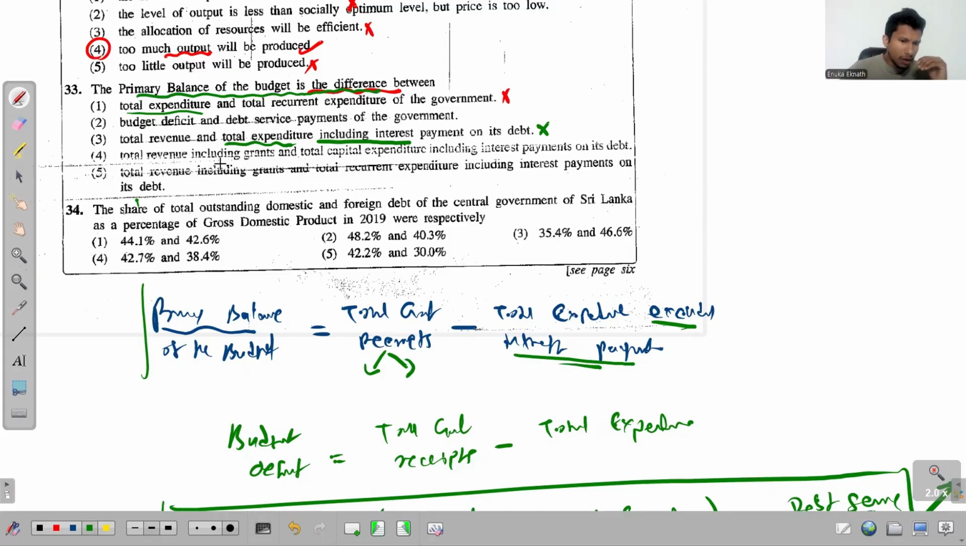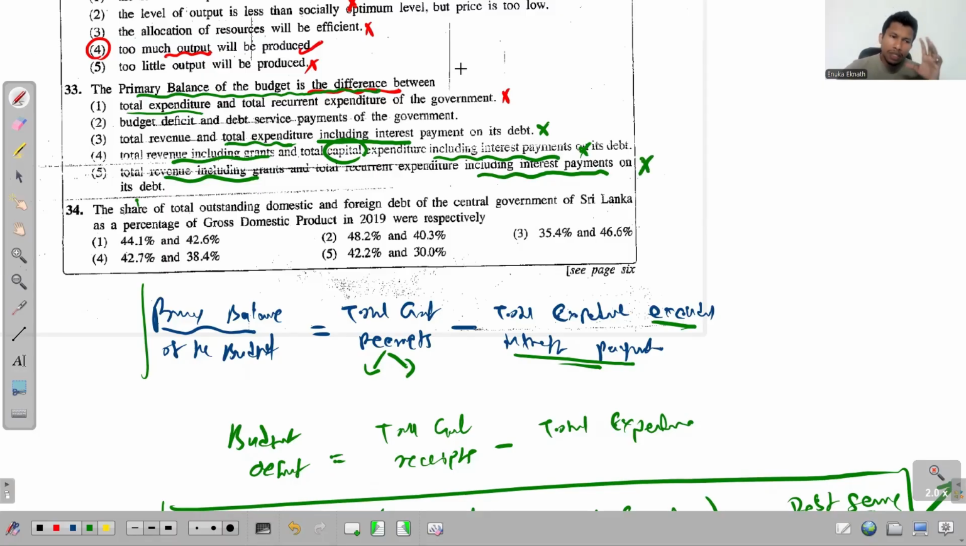Fourth one, total revenue including grants. Yeah, that is true. And total capital expenditure including interest payment. Once again, it includes interest payments. අනිත් පැත්තෙන් capital expenditure විතරයි. Capital expenditure plus the interest payment, which is again wrong. And the fifth one says, again completely wrong. Fifth one says total revenue including grants. Okay, that is true. Total recurrent expenditure including interest payments on its debt. See that now, again including interest payment on its debt, which is again totally wrong.